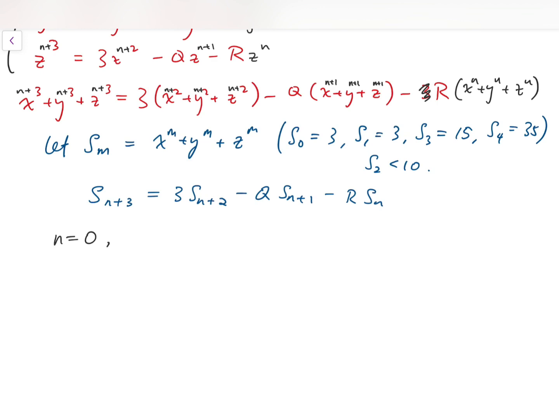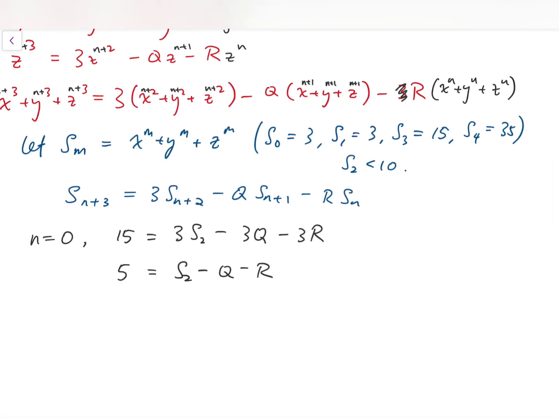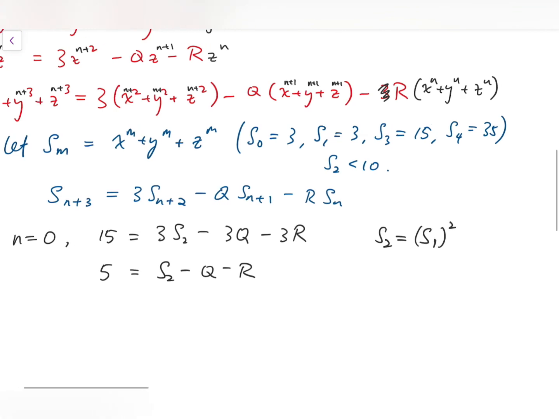On the sum of cubes, we will have 15 equals 3 times S2 minus q times S1, and that's 3q minus 3r. Simplifying, we will have 5 equals S2 minus q minus r. Of course, we can say something about S2, and all we know about that up to now is I can say S2 is S1 squared with an extra 2xy, 2yz, 2xz, but if you add them up, that's q.